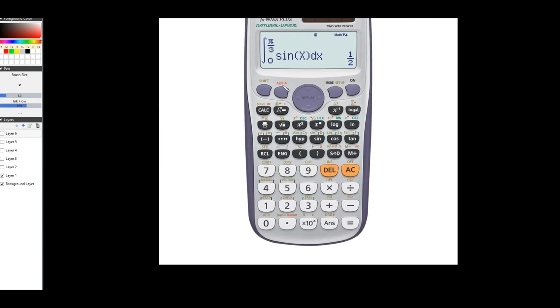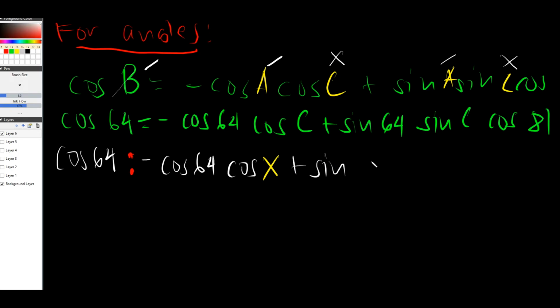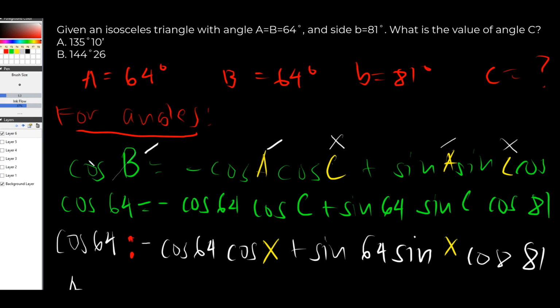Click ninyo ning alpha o kanina button, dapat magawas ang colon sa inyong calculator. Okay? So, again ha, we have cos 64, then i-click niya tong para makolon siya, is equal to negative cos 64 cos x, sa calculator, ang i-type kay x, plus sine 64 sine x sa calculator, then cos 81. Then for example, nag letter A ta. Ang letter A is 135 degrees 10 minutes.